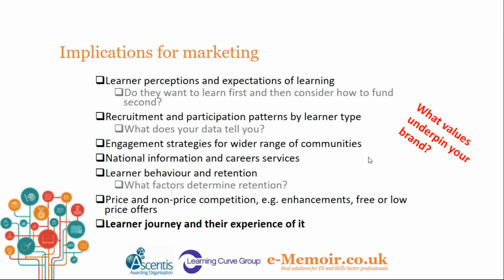But clearly, if you're doing well at attracting women returners to learning, then that might say that you're doing certain things right. Why isn't that working with, say, men or other parts of the community? So I think what has shown in the more successful providers is that they've had a different engagement strategy for each community, with a different set of brand values.